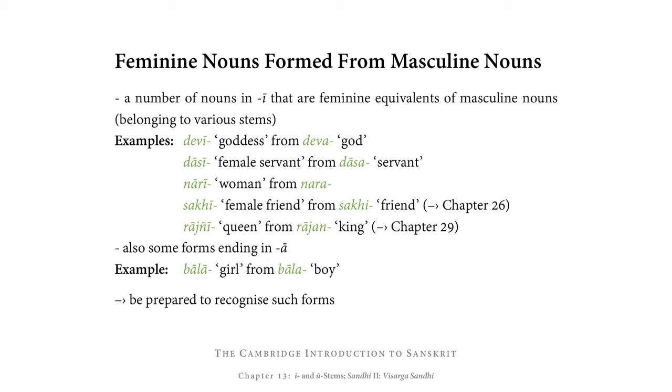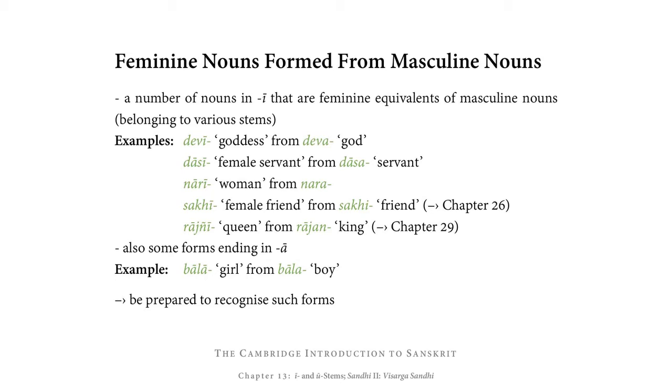Your first main task in this chapter is to familiarize yourself with the forms of long I stems and parallel to that long U stems. As always, there's a variety of ways, and as always, there's flashcards on the book website, or specifically on the Brainscape link that you can use for this purpose. But just to give you an extra incentive, long I stems are particularly useful because there are a number of feminine nouns that are long I stems that are formed on the basis of masculine stems. And if you know about these, then you just have to memorize the masculine stems and you can recognize the feminine stems as being the feminine equivalent of whatever the masculine basic noun is.